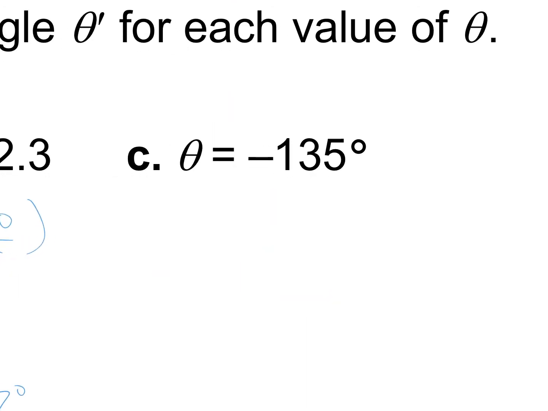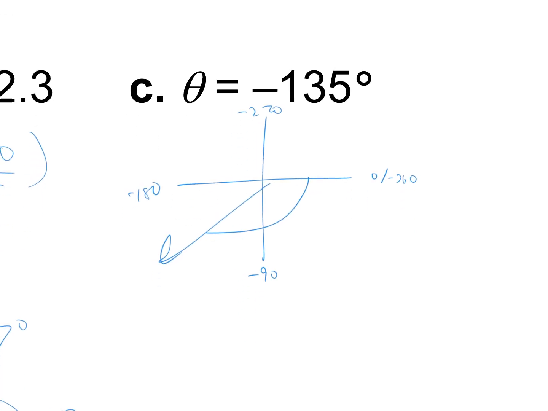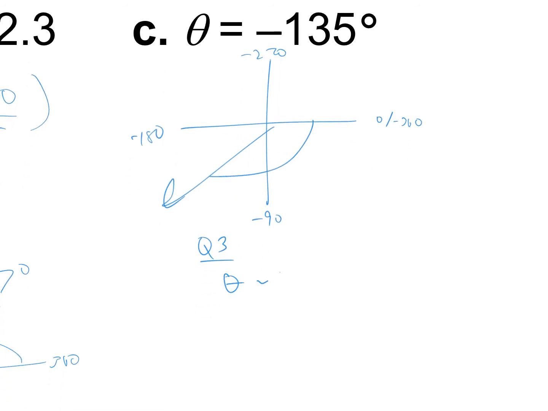All right, let's come over here. Negative 135. Think about this. Negative just means direction, right? So this is negative 90 down here. It's the opposite. Negative 180, negative 270. So where would negative 135 be? It's over here in quadrant 3 somewhere, right? So what's the rule for quadrant 3? The angle given minus 180. So negative 135 minus 180. What does that give me?